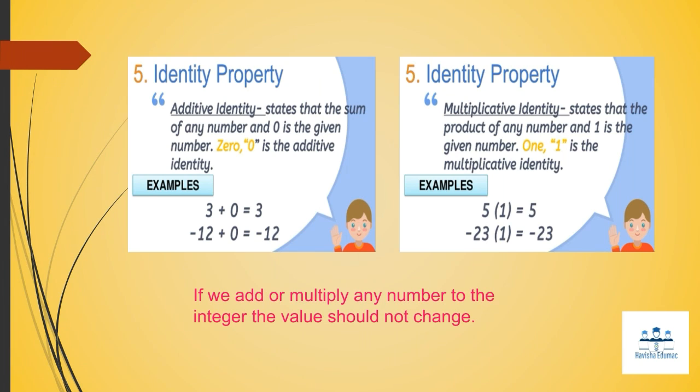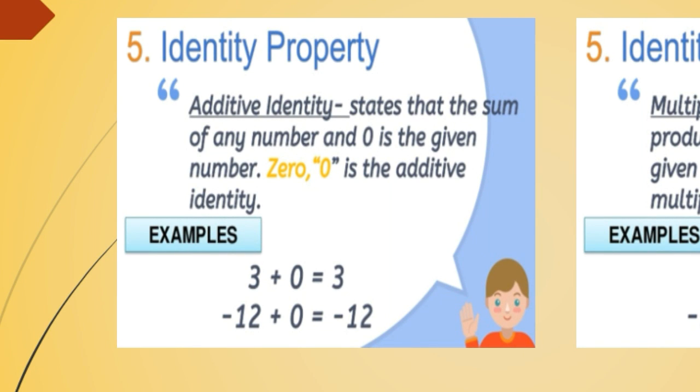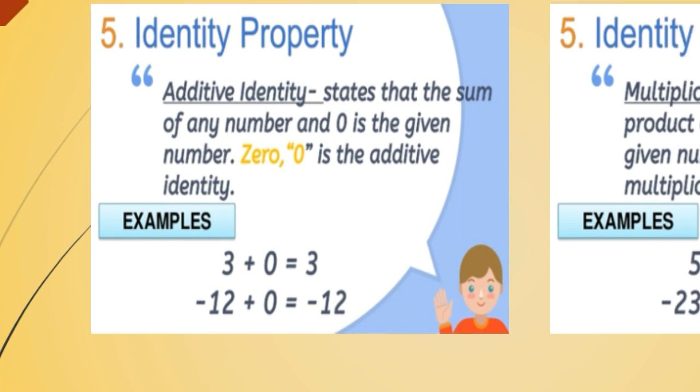The next property is identity property. First, let's see about additive identity. Additive identity states that the sum of any number and 0 is the given number. 0 is the additive identity. For example, 3 plus 0 is equal to 3. Minus 12 plus 0 is equal to minus 12.